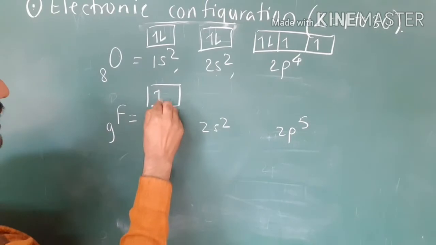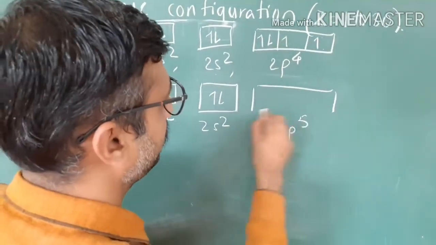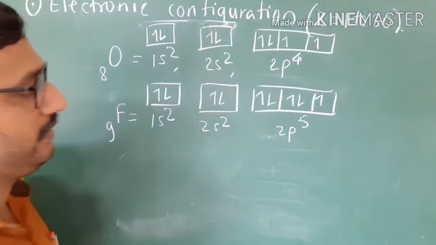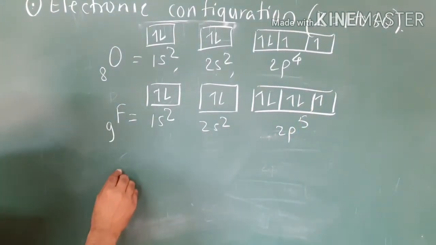Here 1s2, 2s2 and the p subshell is made up of 3 orbitals. So here, like this, a total of 5 electrons, 2p5. So only the last 1 electron is unpaired.